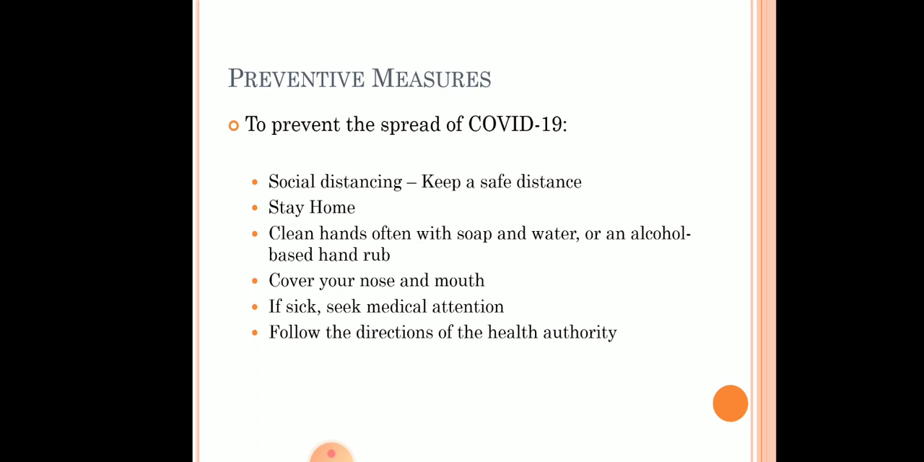So what are the preventive measures to prevent the spread of COVID-19? These are some of the measures. One is social distancing, which is considered to be the most effective measure. Social distancing, keeping a safe distance from others. Then stay at home. Clean your hands often with soap and water or an alcohol-based hand rub. That can also help you prevent getting affected. Cover your nose and mouth with a mask or with a handkerchief. If sick, seek medical attention.